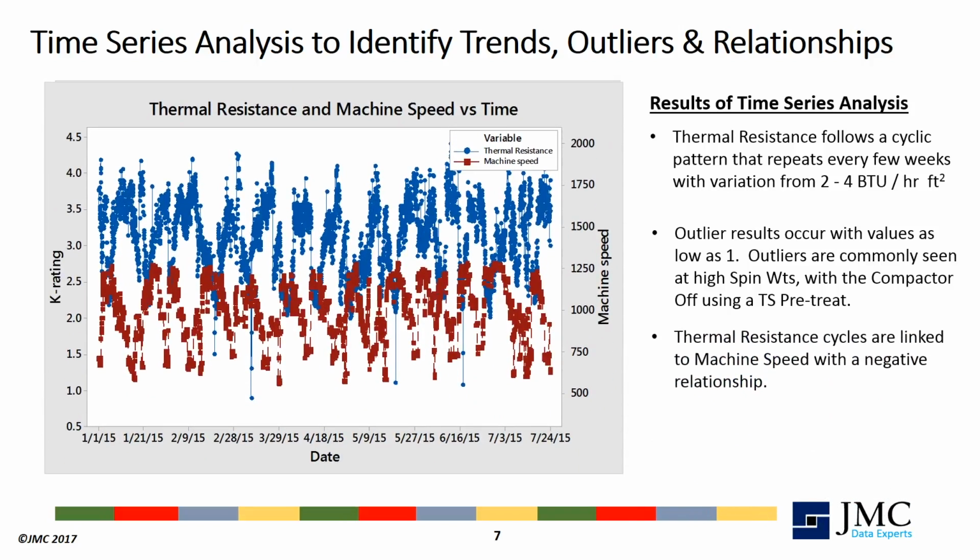Plotting more than one variable over time often uncovers relationships. Here, the cycle in our response was negatively correlated with the same cycle in machine speed. In understanding production data, time series analysis is critical to identify trends, shifts and relationships, as well as the cause of outliers.